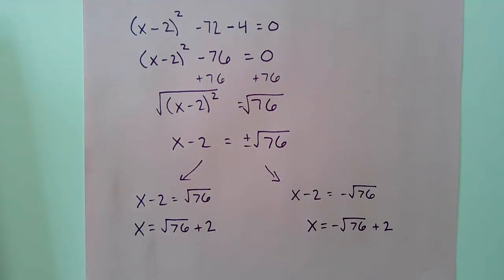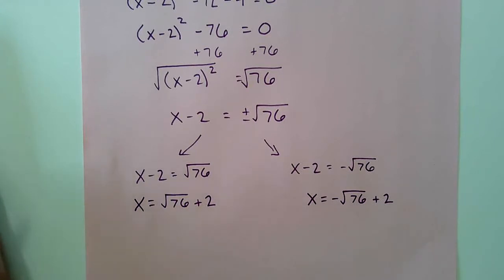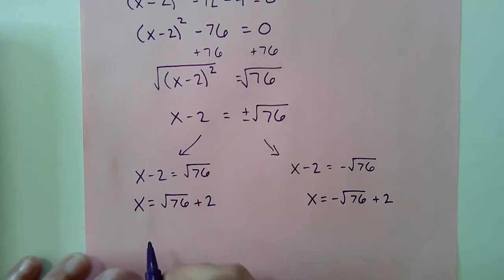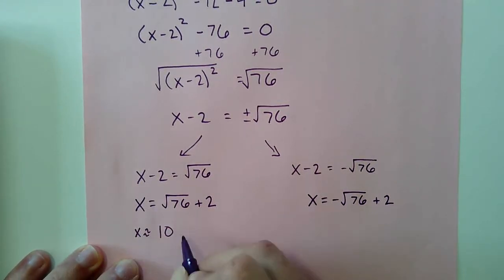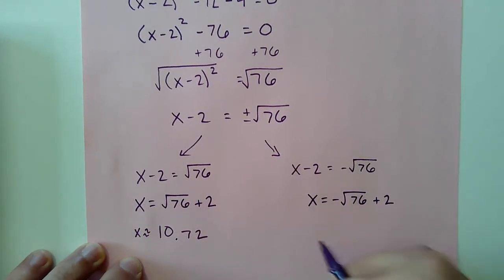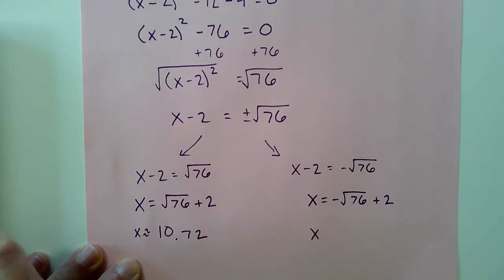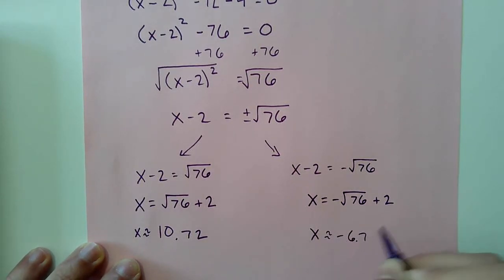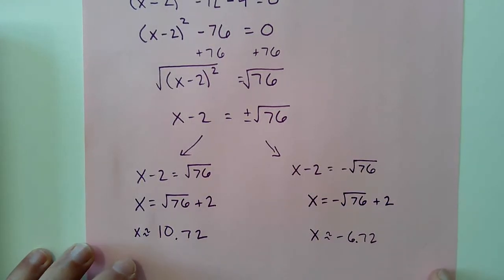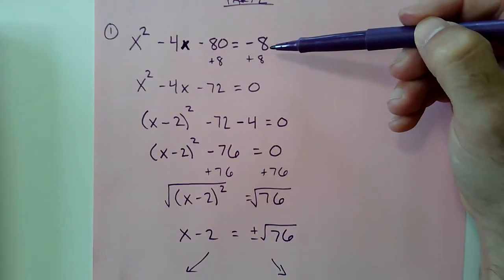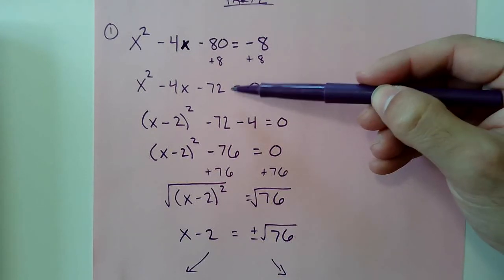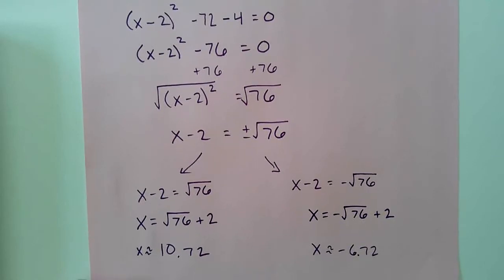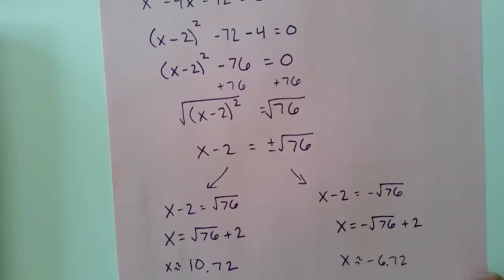And for our sake, we're going to convert these just to decimals instead of the exact form. So the square root of 76 plus 2, this is going to be roughly, x is about 10.72. And here, the negative square root of 76 plus 2 is going to be about negative 6.72. And that is how we would go from a quadratic not in standard form into standard form, and then complete the square and find the x-intercepts. Let's go ahead and look at another similar problem.